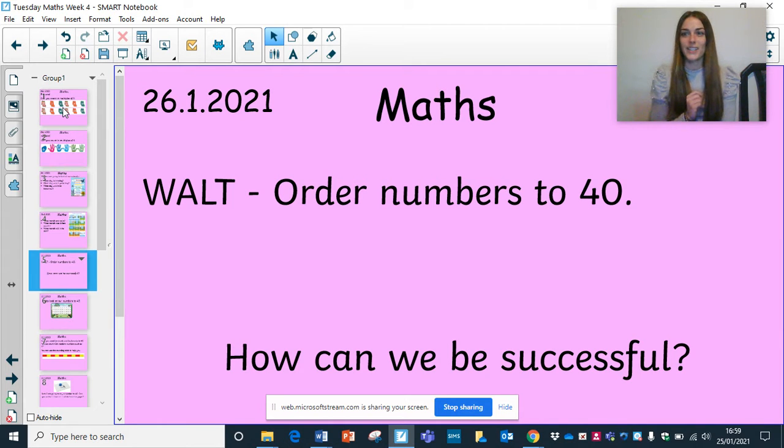So, moving on to the learning today, your new learning. We are learning to order numbers to 40. So how can we be successful? First of all, we need to be able to recognise our numbers to 40. We need to be able to write our numbers to 40, okay? And that's really important with supporting us with ordering them. So we need to be able to know the order of the numbers so we can see the numbers and put them in the correct order from smallest to biggest.